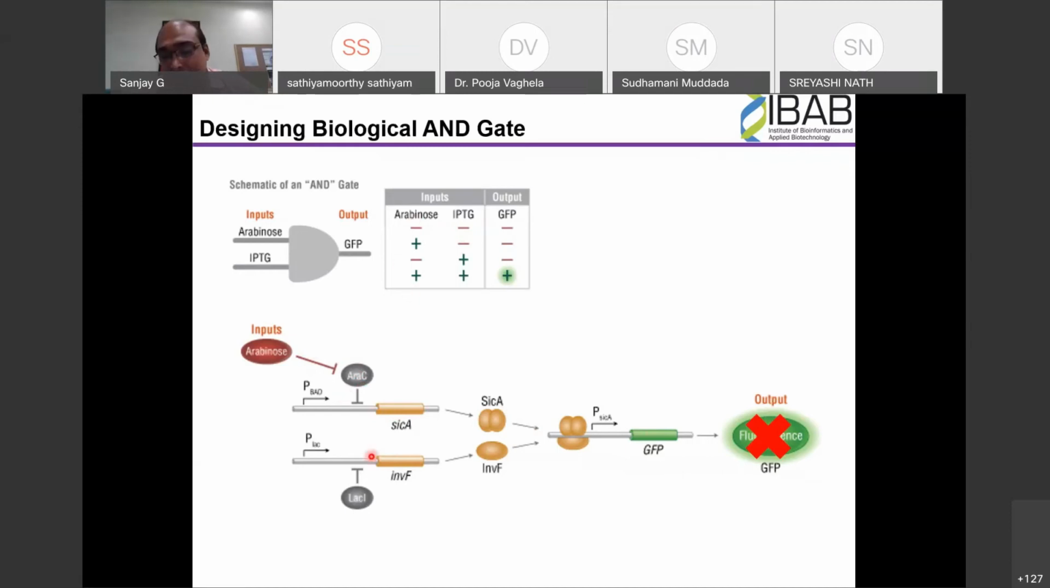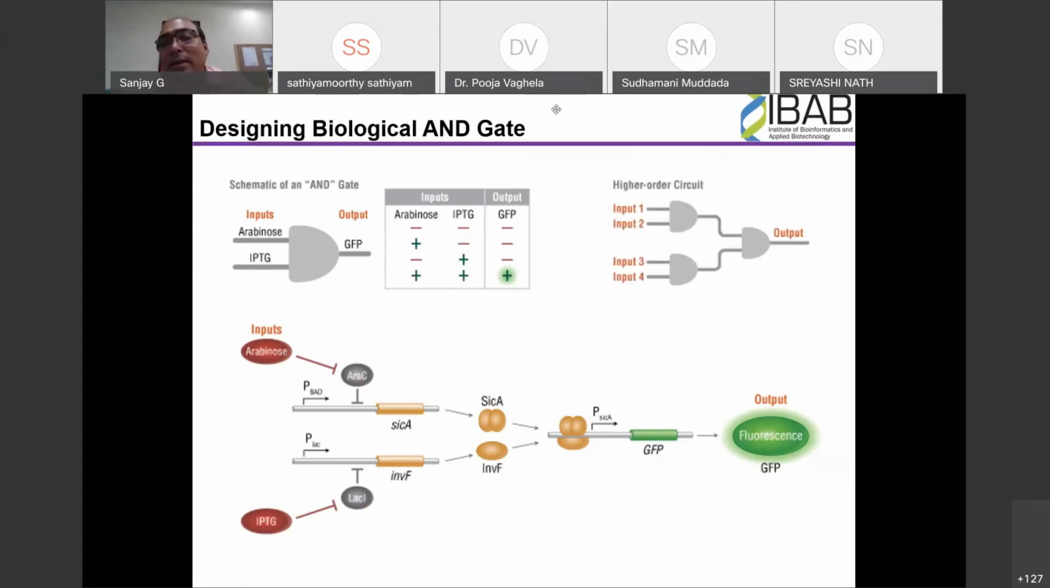However, if you now add IPTG on top of that, then you get an output, because IPTG will deactivate the lac repressor, and arabinose will deactivate the arabinose repressor. You will form these two transcription factors independently, they come together and switch on the gene expression. So this is a very simple example of something called an AND gate.